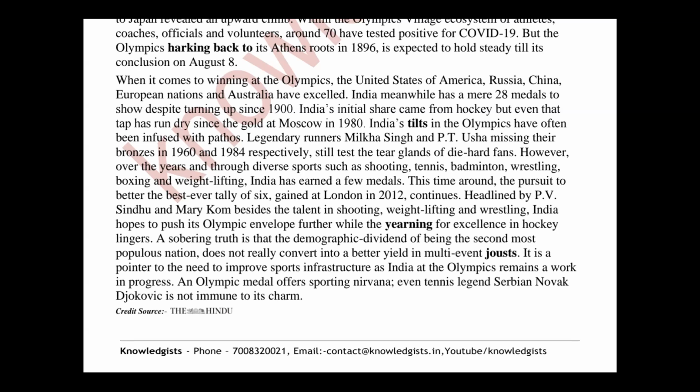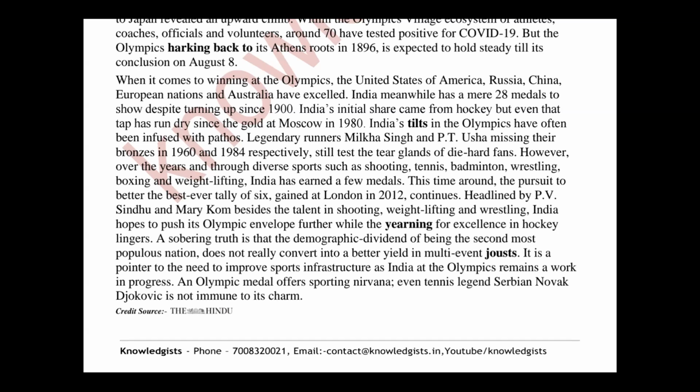medal in hockey, and India's deals in the Olympics have often been infused with pathos. Legendary runners Milkha Singh and P.T. Usha, missing their bronzes in 1960 and 1984 respectively, still test the tear glands of die-hard fans. However, over the years and through diverse sports such as shooting, tennis, badminton, wrestling, boxing, and weightlifting, India has earned a few medals.